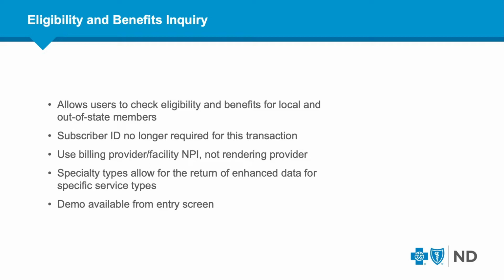The next tip we have for you is to make sure to remember to use the billing provider or facility NPI and not the rendering provider NPI. We do see some transactions fail on this every now and then, so we want to make sure to point that out for you. The next and probably most important thing we have to tell you about this transaction is the use of specialty types. We'll show you a screenshot in a second here, but the portal does allow you to specify a specialty type for your eligibility request. If you choose that, it provides extra information on that specialty for you.